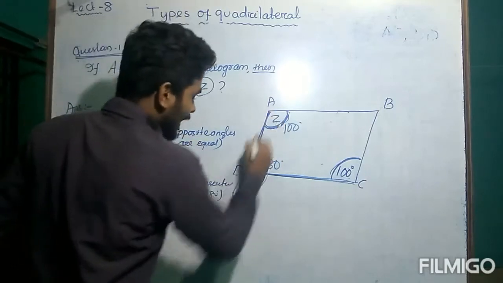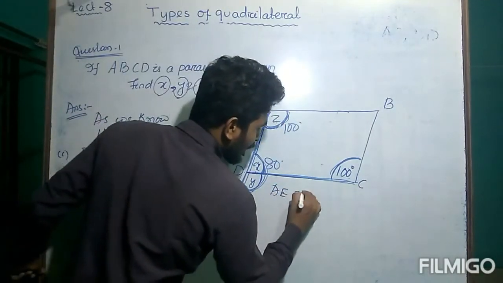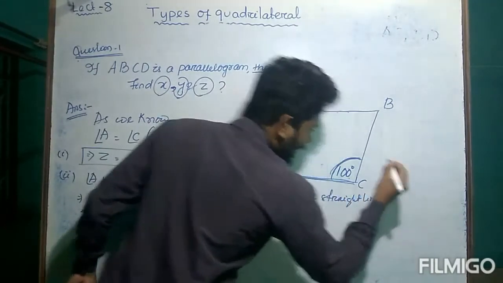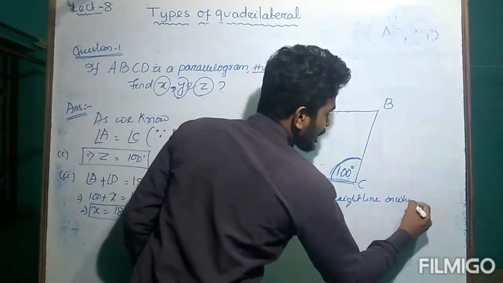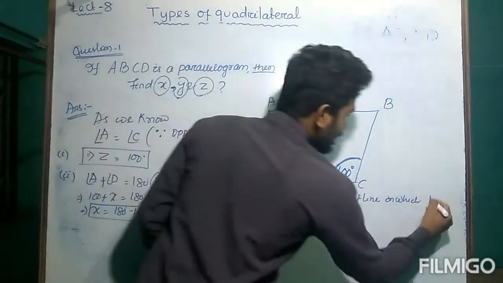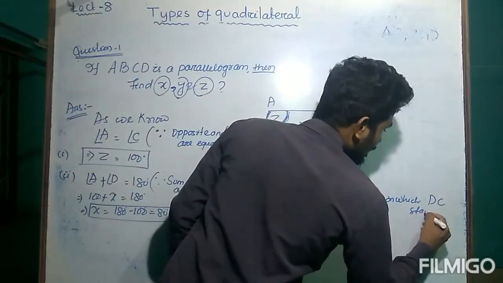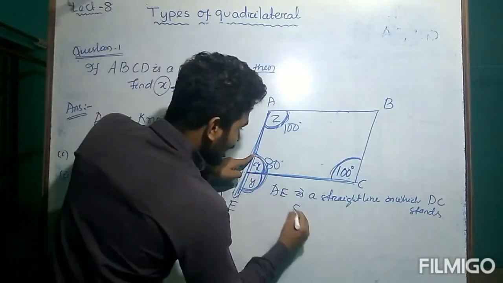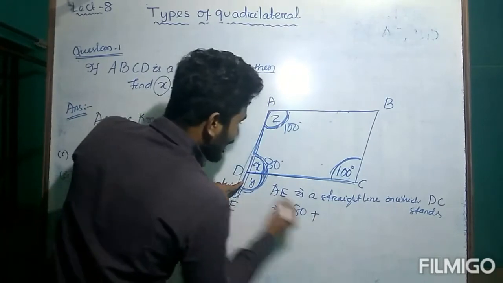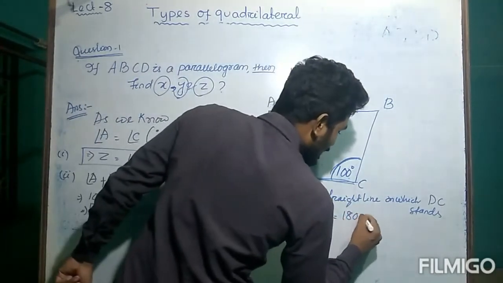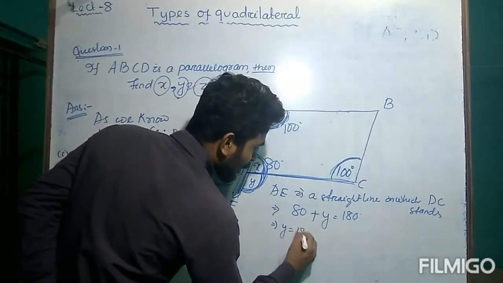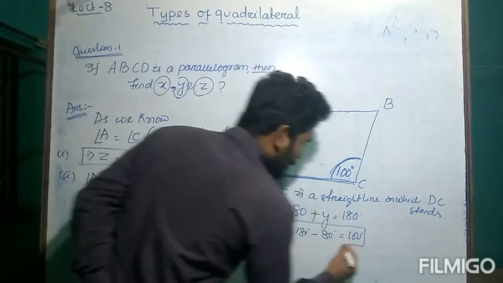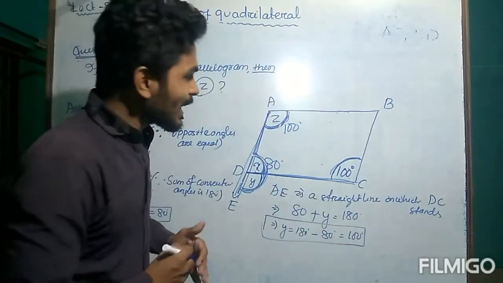You can write it: AE is a straight line or straight angle on which DC stands. So the total angle will be 180 degree. So we can write 80 degree plus y, the exterior angle, is equal to 180 degree. Then the value of y is 180 degree minus 80 degree, that is 100 degree. Hence the value of y is 100 degree.